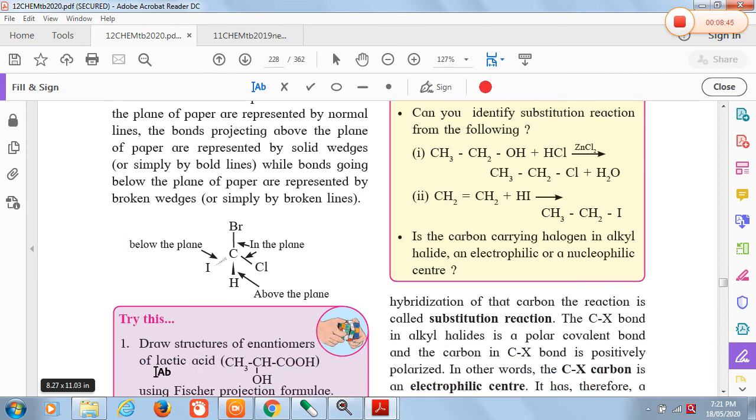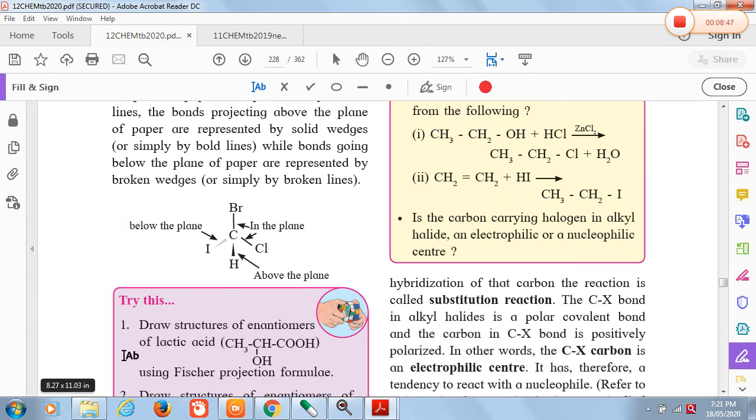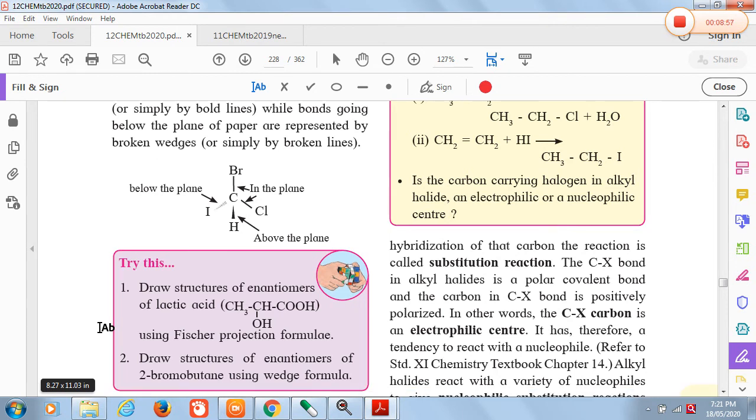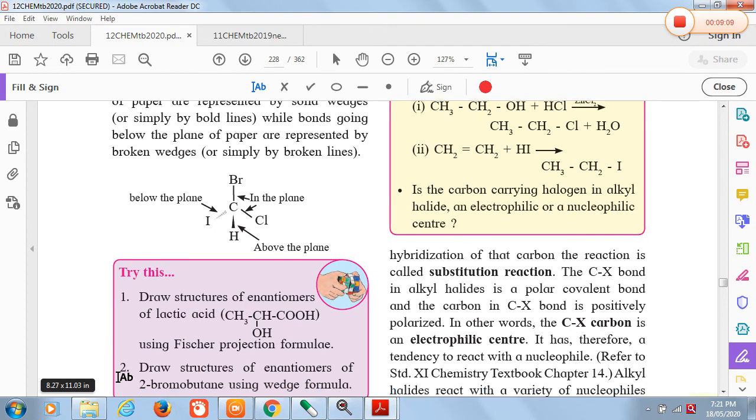Now you have to draw the structure of enantiomers of lactic acid by using Fischer projection. So you can try at home. Then you can also draw the structure of enantiomers of 2-bromobutane using Wedge formula. So try this at home. This is your practice session.